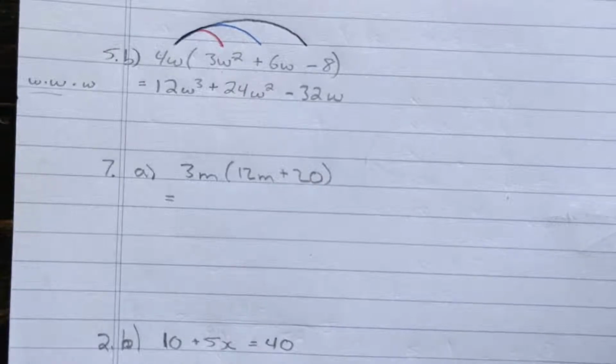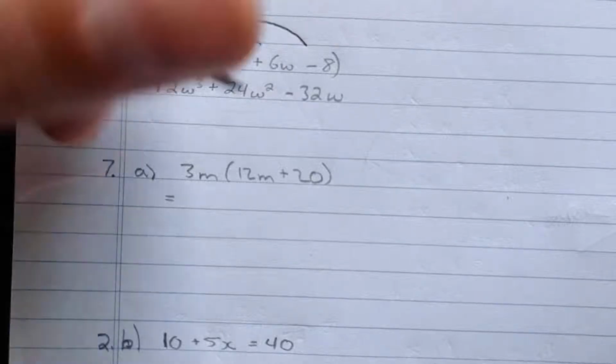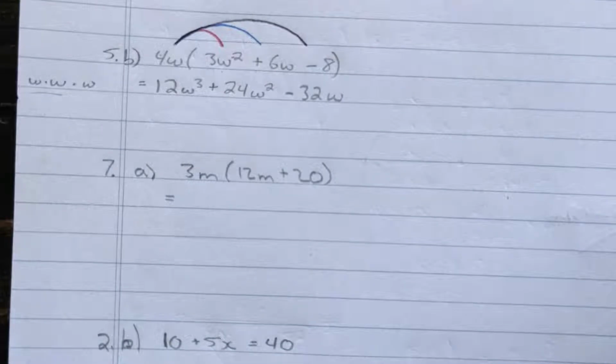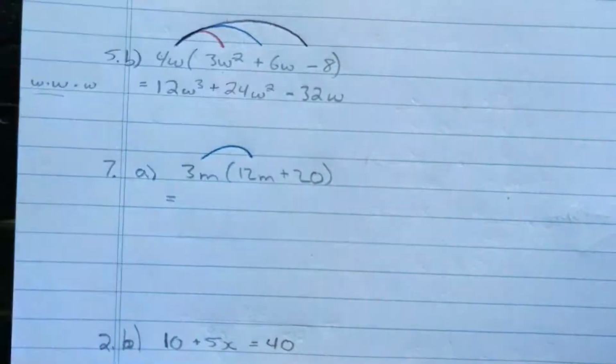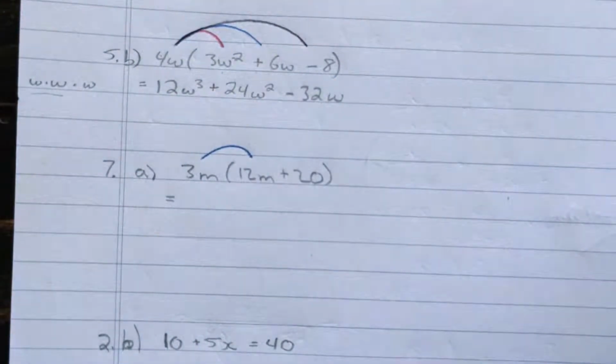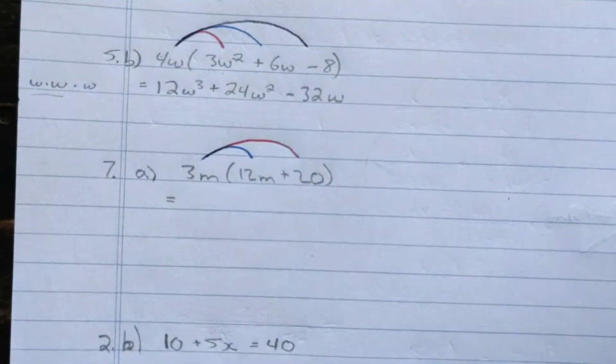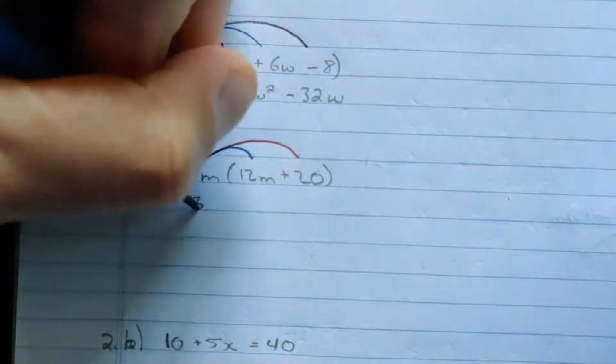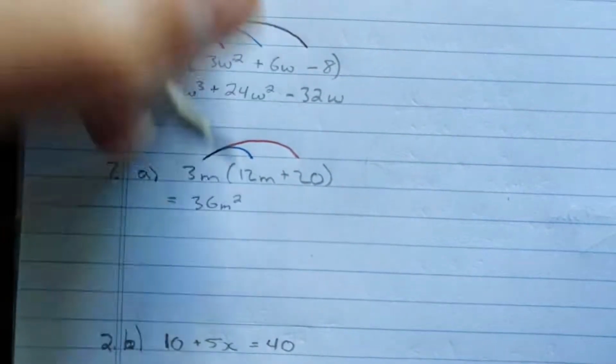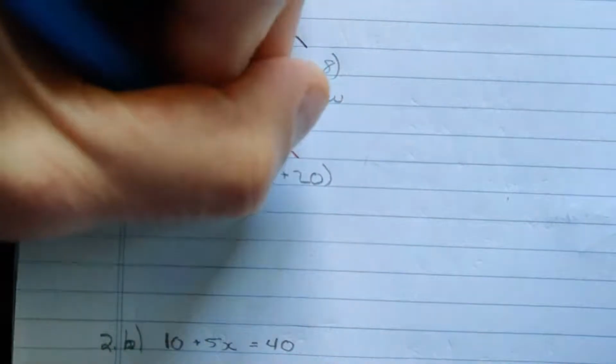So simplify means that when you have a multiplication with brackets, we want to expand that multiplication. So we're going to do that same concept as before. We're going to multiply 3m by 12m, and then we're going to multiply 3m by 20. So 3m times 12m is going to give us 36m squared, and then 3m times 20 is going to give us 60m.